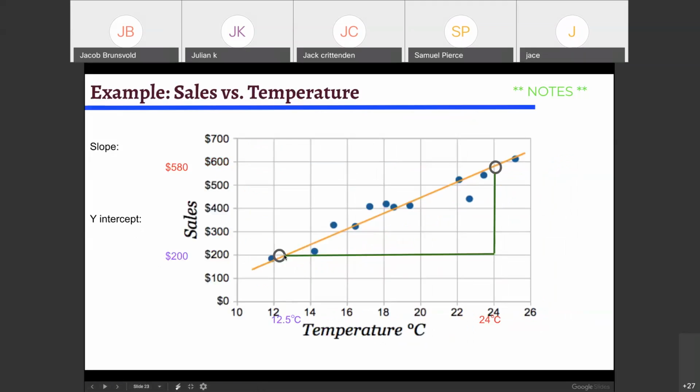So our run is this distance right here, and we'll use these 2 points to calculate that. Our y is this distance right here. We're going to be using these 2 points to calculate. So for our x distance, we're going to do 24 minus 12.5. Our run is 24 degrees Celsius minus 12.5 degrees Celsius. That works out to be 11.5 degrees Celsius.